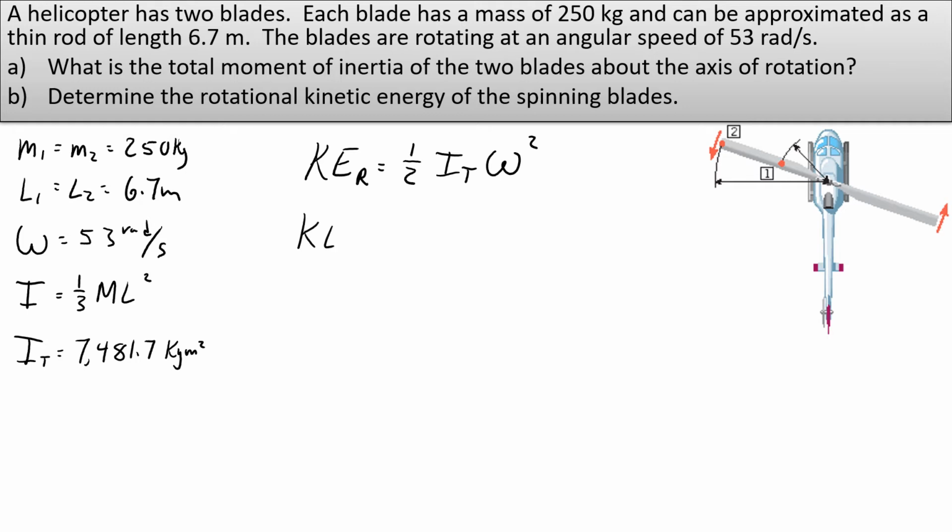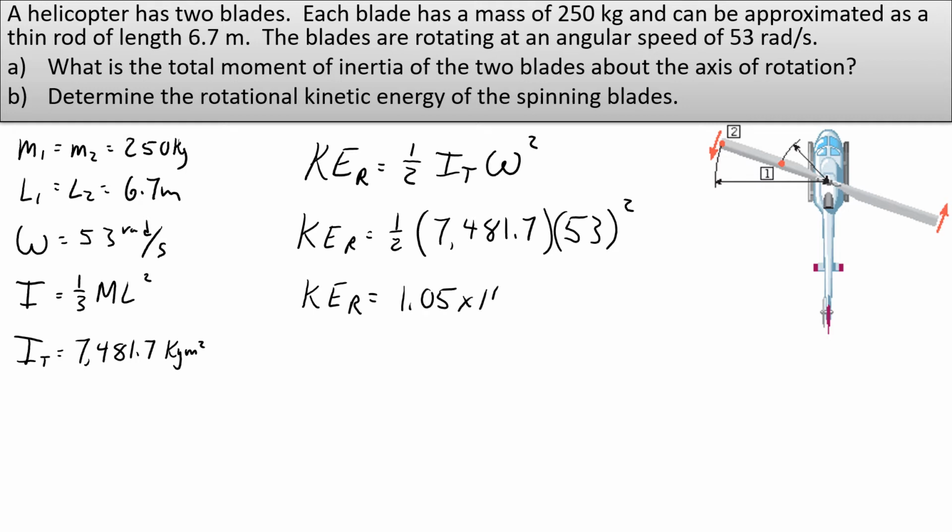The total rotational kinetic energy is therefore equal to 1/2 times 7,481.7 times 53 squared. Wow, this is going to be a big number, right? That's a lot of energy that we're talking about. 1.05 times 10 to the 7 joules of energy.